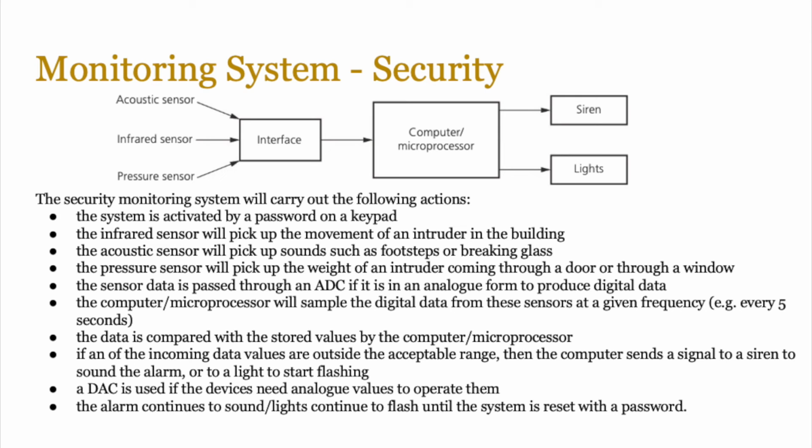and if the incoming data values are outside the range, the computer sends a signal to a siren to sound the alarm or turn the lights on or off or make them flash. In this process, a digital to analog converter is used because the CPU sends digital values, but the siren and the lights will only understand analog values. The alarm then continues on, the lights continue to flash until they are turned off by a user who needs to enter a password. Now that's basically how a typical monitoring system works.